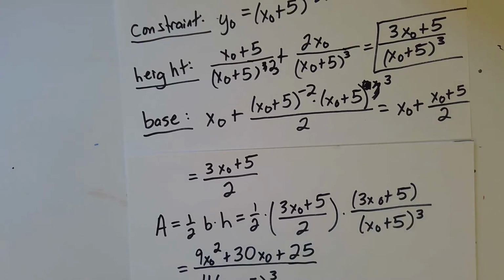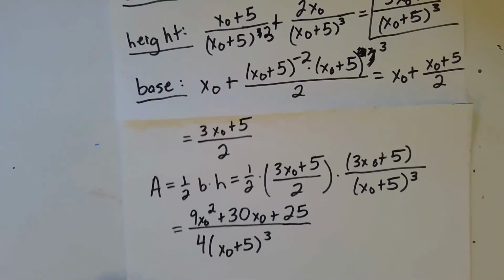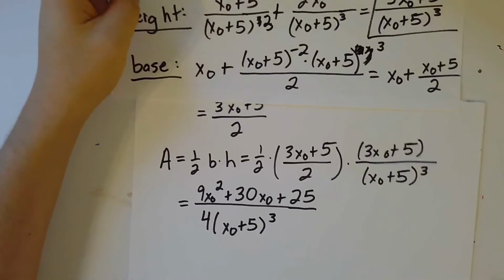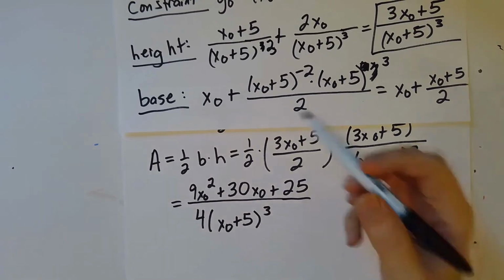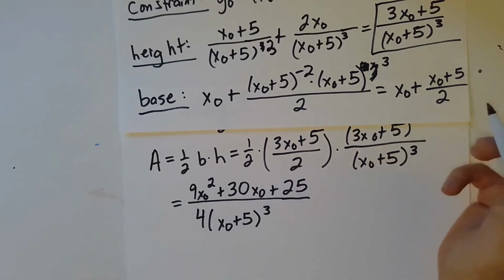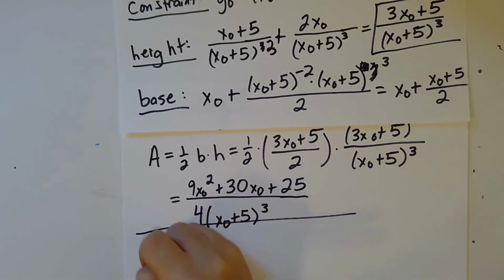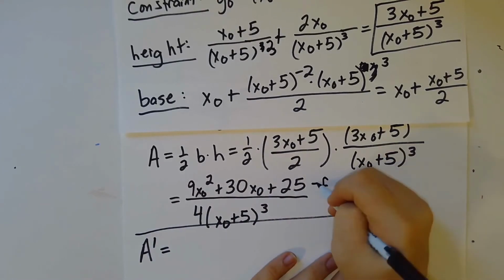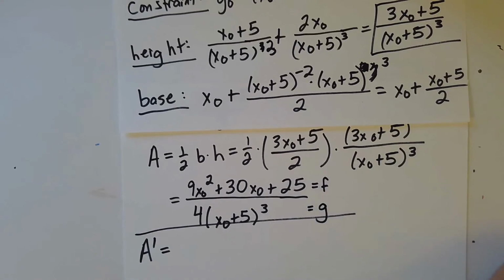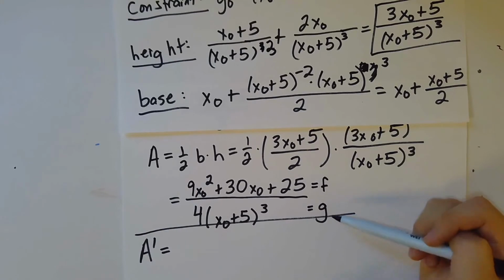this. Okay, and we want to know where this is biggest. So how am I going to figure that out? Well, I'm going to take the derivative of this. So my A prime here. This is my f, this is my g. Here we need to use the quotient rule.